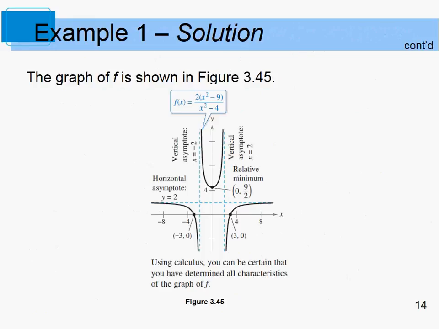Oh, it looks an awful lot like the graph we already drew. Yeah, the one we drew like 25 minutes ago. But what's important here is this statement. You can be certain that you have determined all the characteristics of this graph. That's what we did. We proved that there's nothing outside of this picture going wonky. Okay?